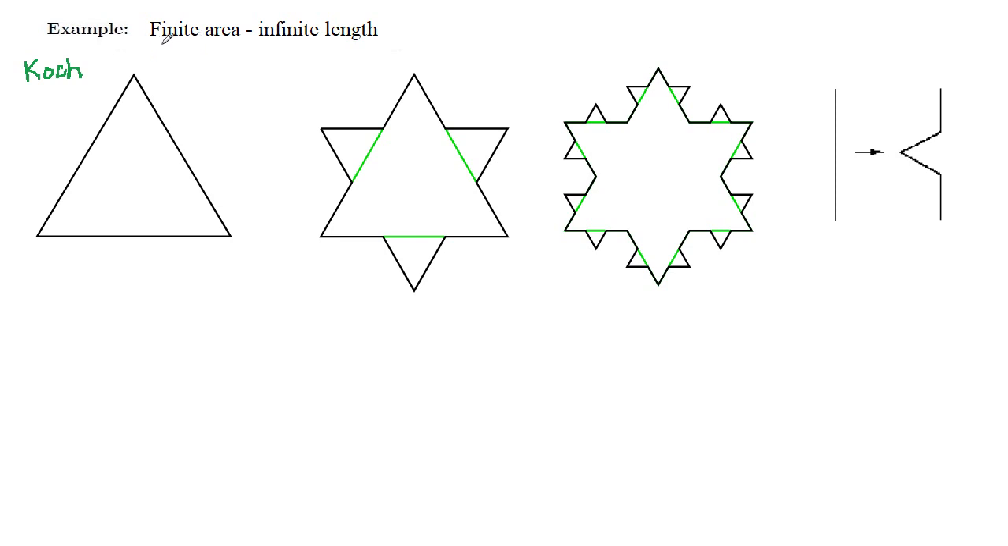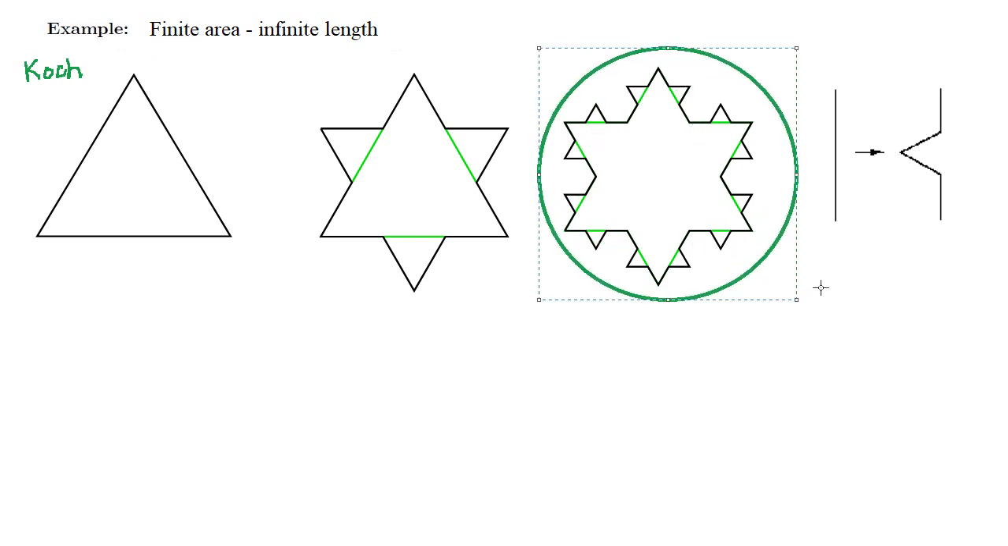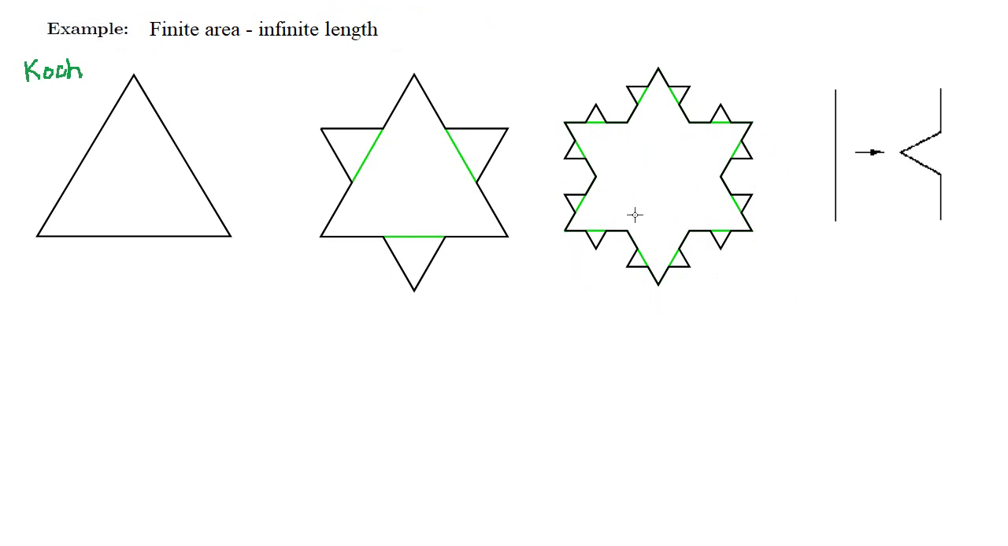Turns out that this has finite area, and that's because you can put it inside a circle of finite radius. It's got finite area, but it's got infinite length. So if you do this infinitely many times, infinitely many replacements, it's got infinite length. So we'll look at that again in just a second. Let's first find the fractal dimension.